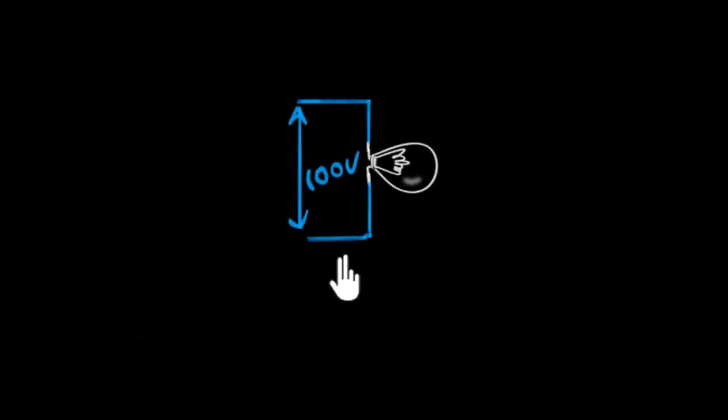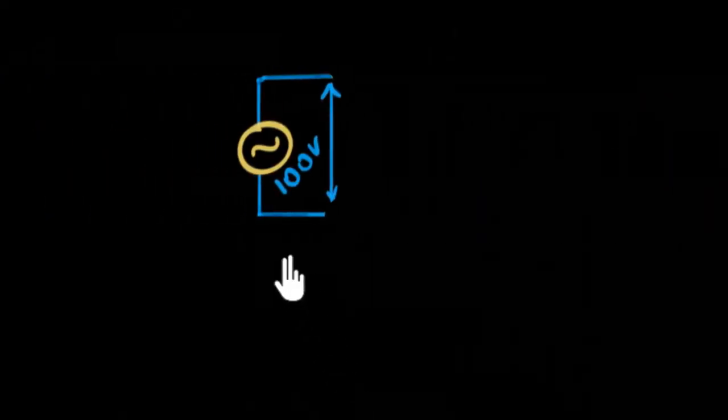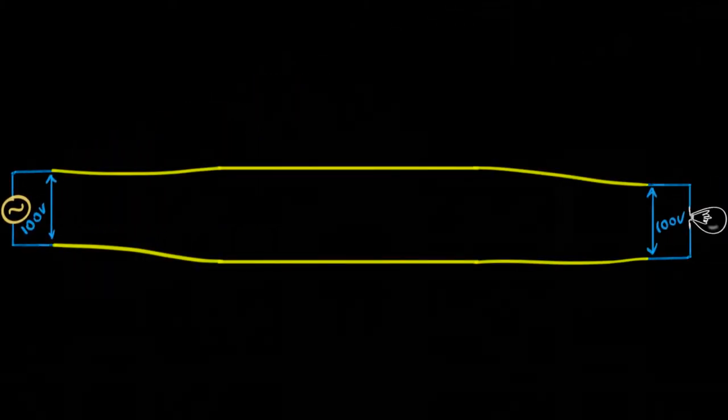Suppose you have a bulb which requires 100 volts to power up. And let's say somewhere far away from your city, there's a power station which generates exactly that, 100 volts. Then we might think, let's just connect them with cables and we'll get what we want, right? But that's not what we do in real life.